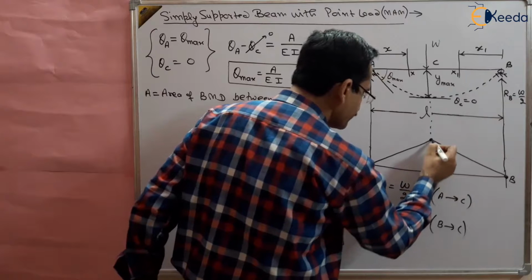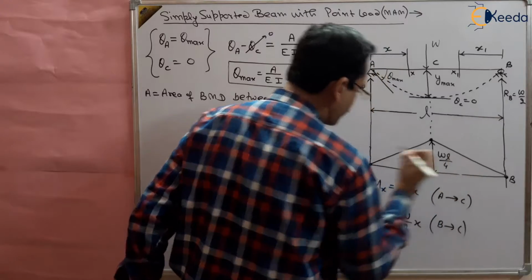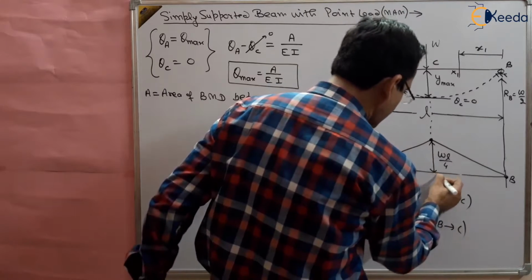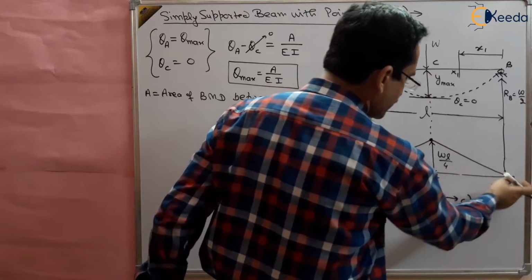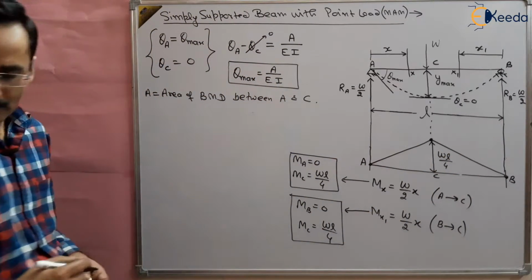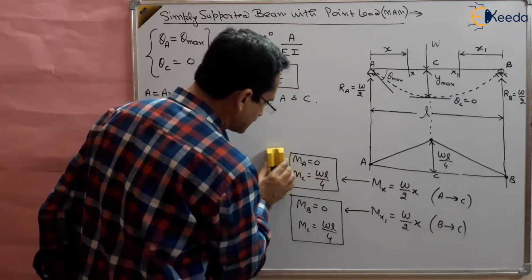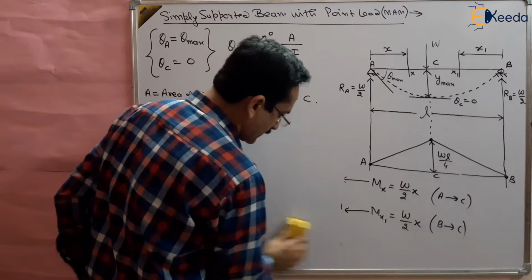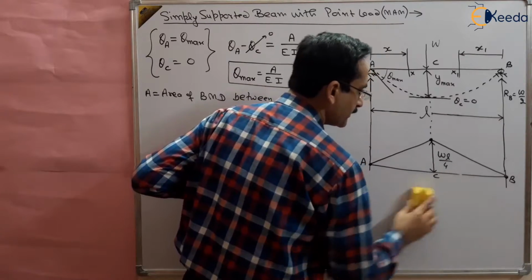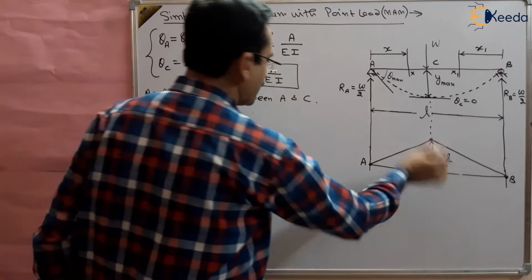So this length is WL by 4, right? From 0 to C point, this is C point, WL by 4, and then from there to 0. So this is the bending moment diagram, right? So this is the bending moment diagram for a simply supported beam. I am erasing this part because it is not needed. We already know how to draw the bending moment diagram from the shear force and bending moment diagram chapter. So this is the WL by 4.